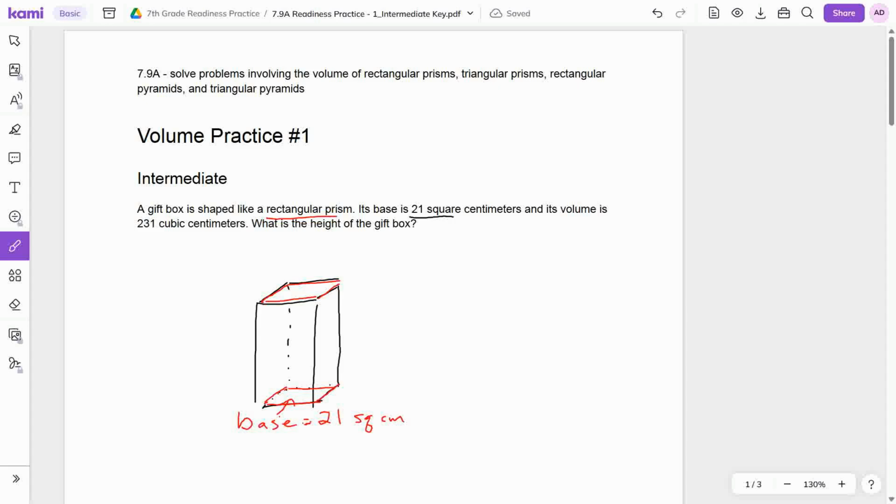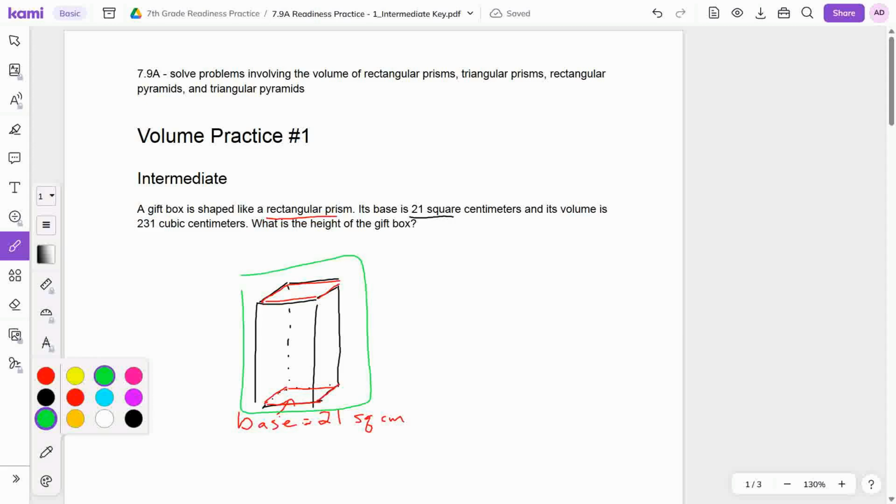Its volume is 231, so this is the whole thing. Let's do that in a different color here. So volume equals 231 cubic centimeters. Another way to rewrite this would be cm cubed. Another way to rewrite the square centimeters is cm with a 2. So either one of those works.